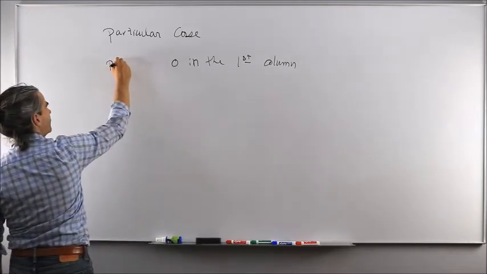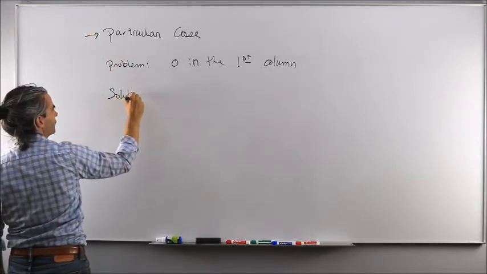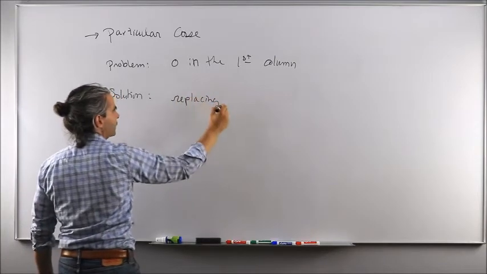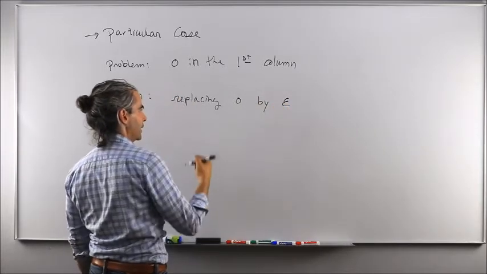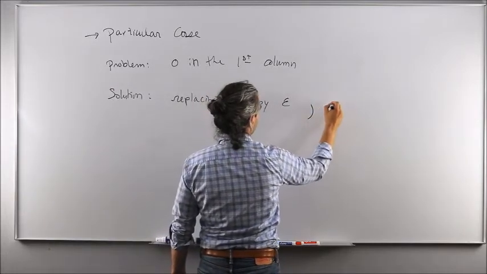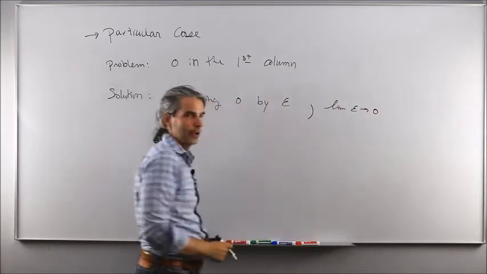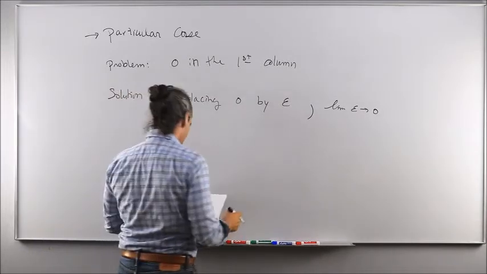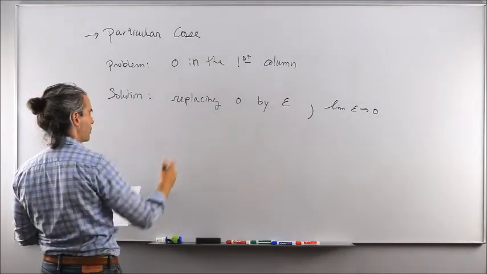So that is the problem. And the solution is going to be replacing 0 by epsilon, and using that epsilon in the follow-up calculations, and then taking the limit of epsilon towards 0 to evaluate all entries within the Routh array. Okay? So let's do a quick example that will highlight how this works in practice.